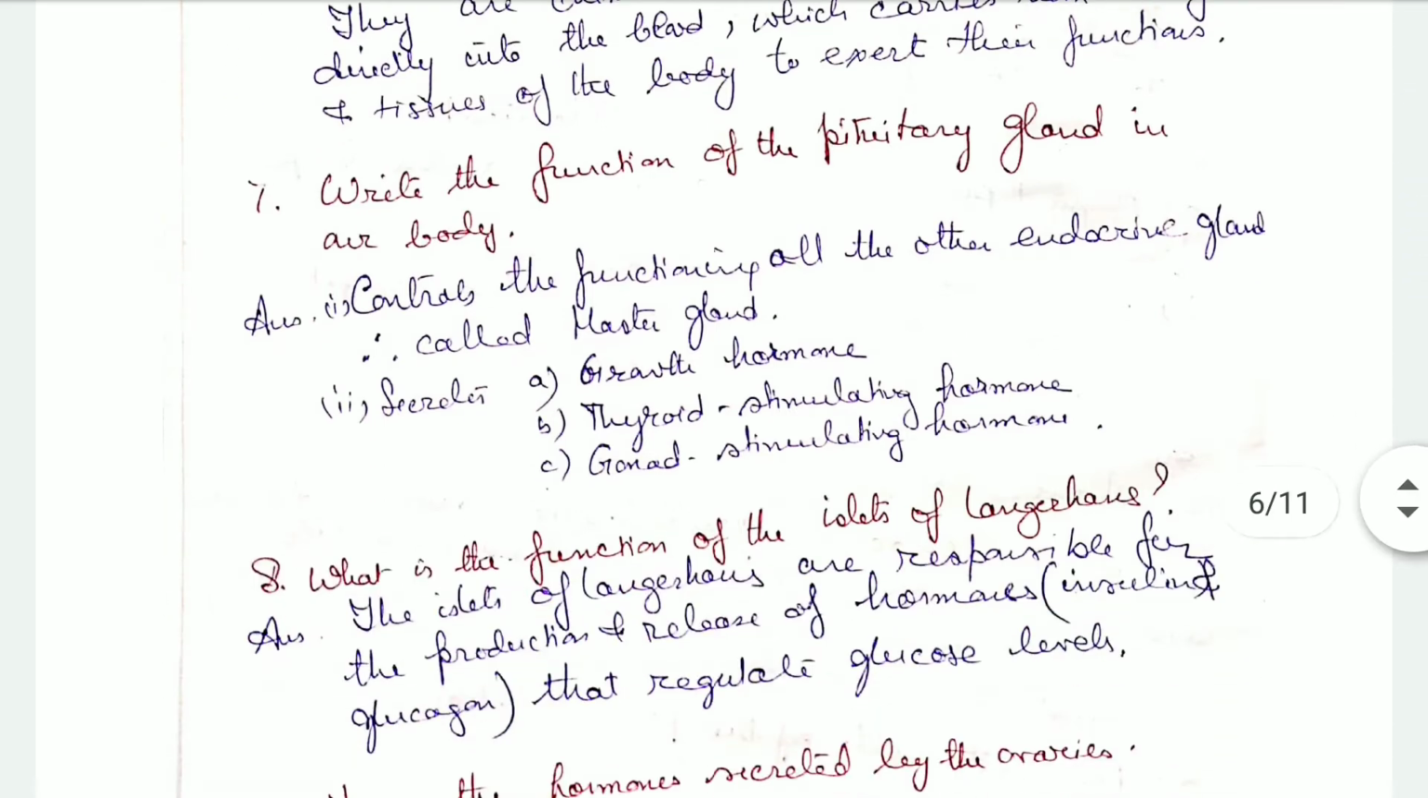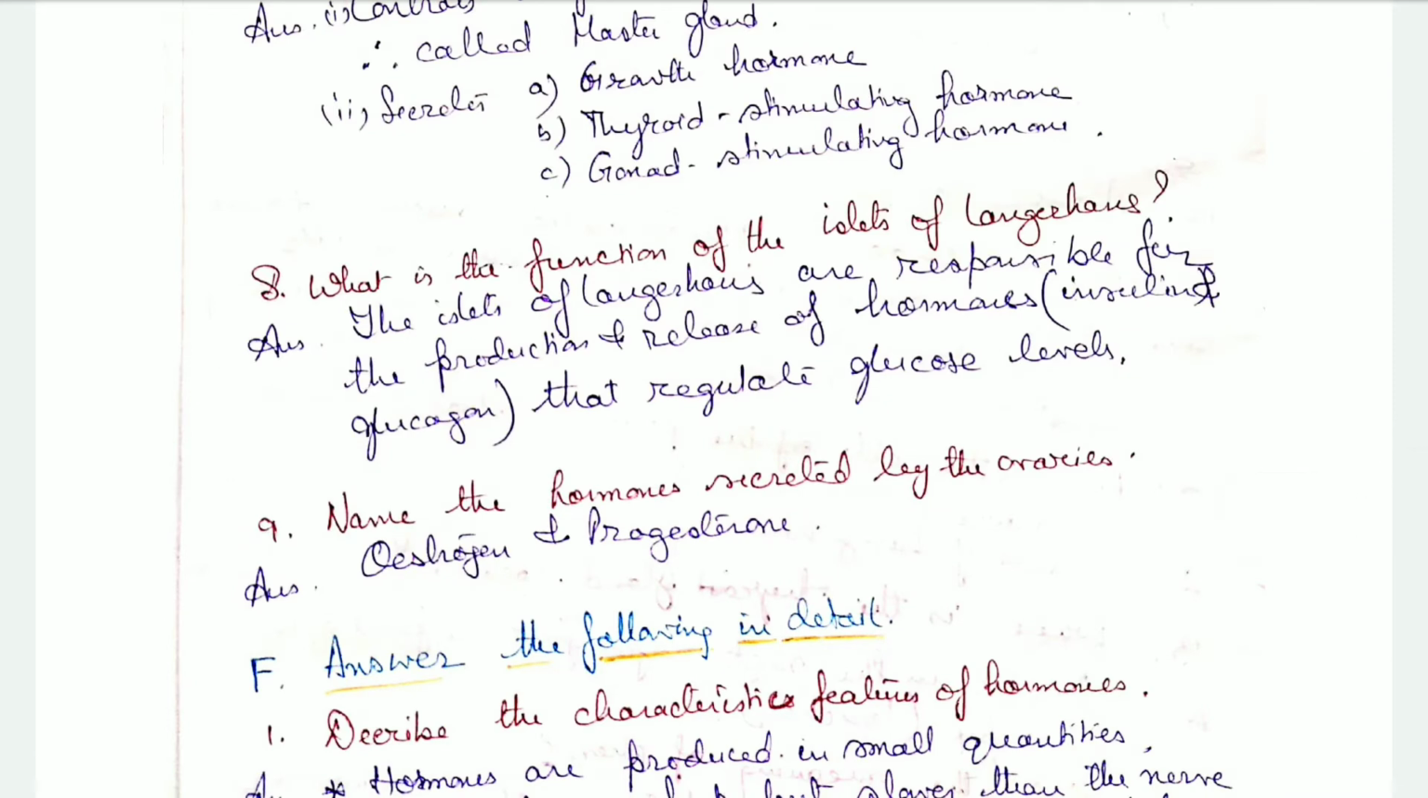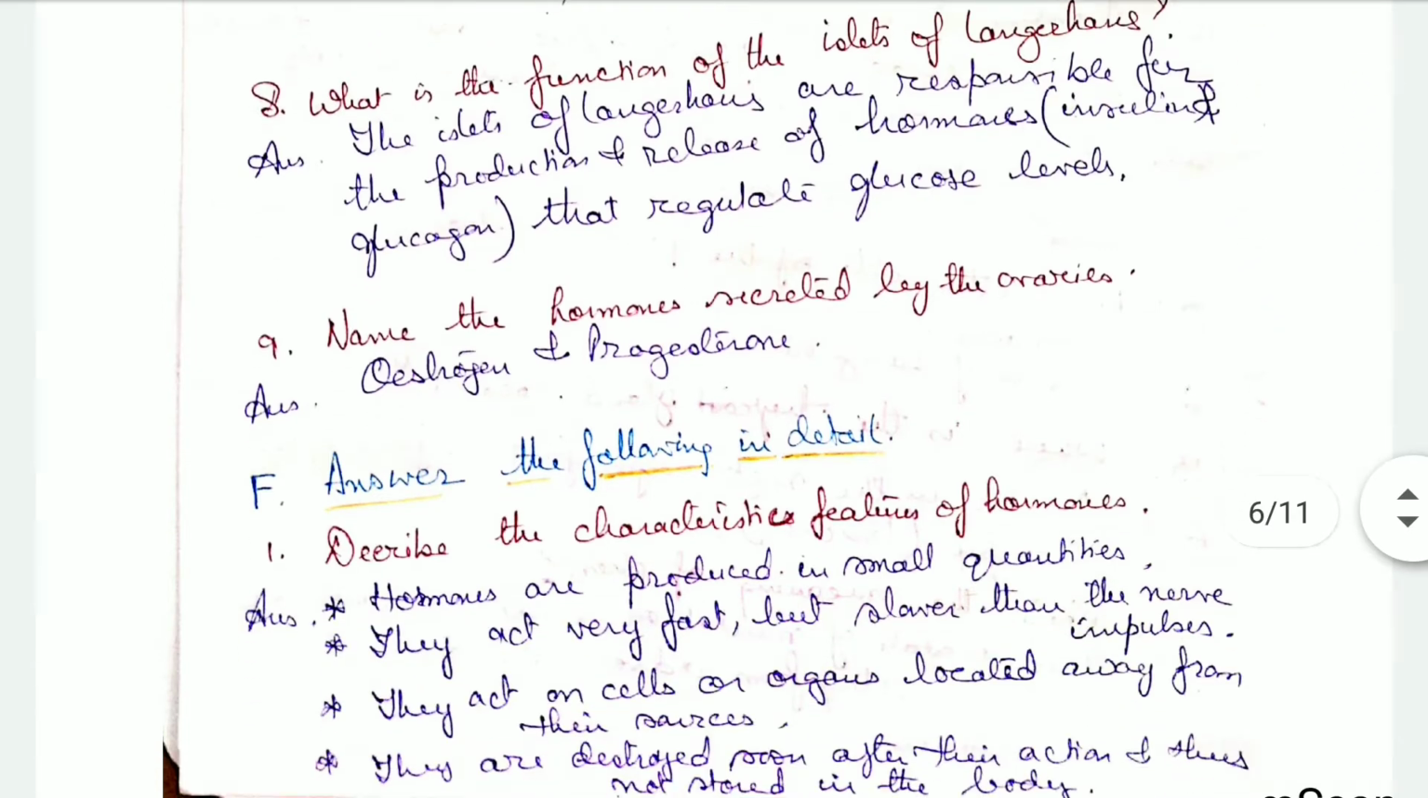Now, next question: write the function of the pituitary gland in the body. Two functions are there. It controls the functioning of all the other endocrine glands, that's why it's called the master gland. Another is that it secretes three types of hormones, that is growth hormone, thyroid stimulating and gonad stimulating hormone. Then, what is the function of the islets of Langerhans? The islets of Langerhans are responsible for the production and release of the hormones insulin and glucagon, which regulate glucose level in the blood. Name the hormones secreted by the ovaries: estrogen and progesterone.